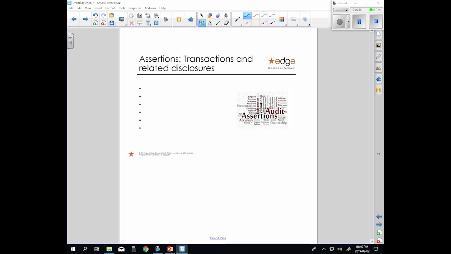So what do we call the income statement? In accounting, we call it the statement of profit and loss or the statement of comprehensive income. But in the auditing standards, they don't call it that. They call it assertions about transactions. When you hear transactions, it is the income statement. And sometimes they call it class of transactions.